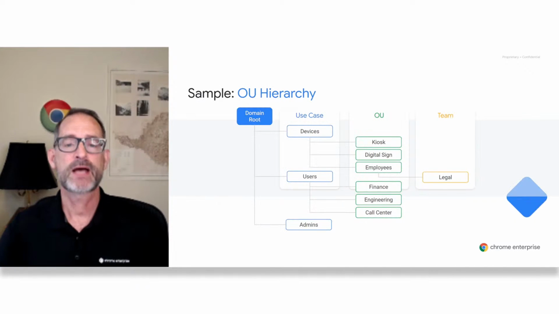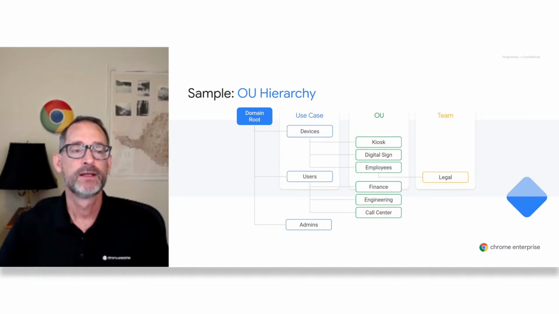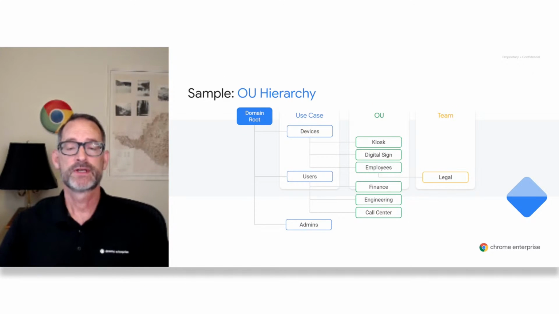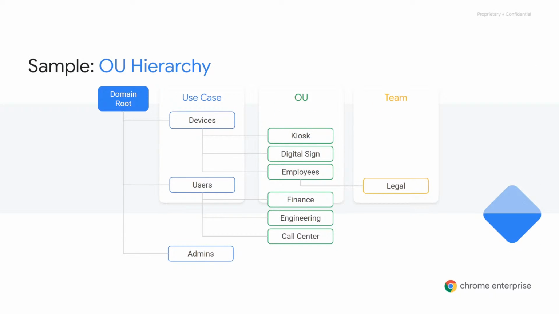Let's talk a little bit about OUs and policy hierarchy. An OU is a hierarchical structure that starts at the domain root. Underneath the domain root, you can create sub-OUs. Here's a typical configuration that we see at enterprises, where they might have one OU that contains all of the devices. Underneath that OU are different types of devices or different use cases. So you have a different set of settings for your kiosk devices, for digital signage devices, and maybe for devices that you manage to give to employees.